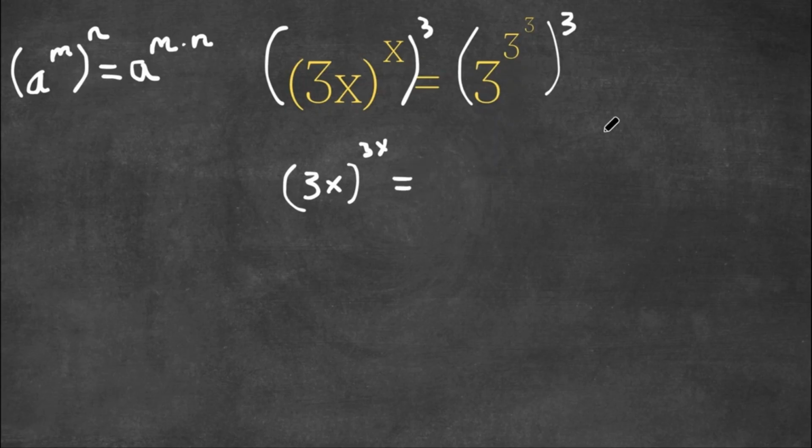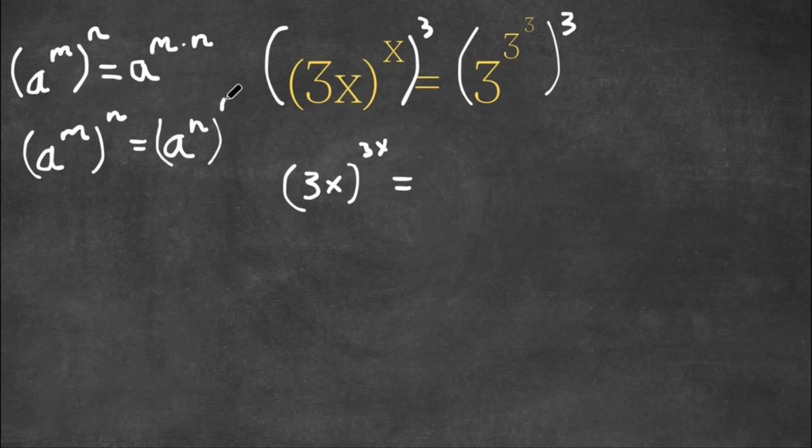And this is equal to, now, a to the power of m to the power of n is also equal to a to the power of n to the power of m, because essentially, both of these are equal to a to the power of m times n. So they can change places. So right here, we have 3 to the power of 3 to the power of 3 to the power of 3, and this can be written as 3 to the power of 3 to the power of 3 to the power of 3.